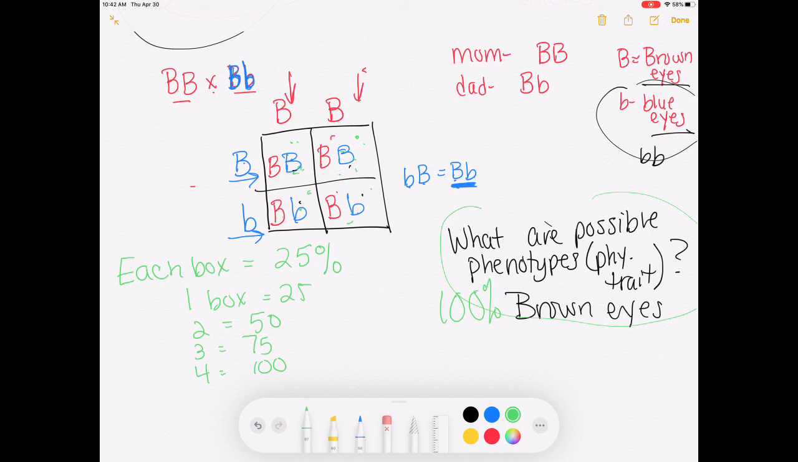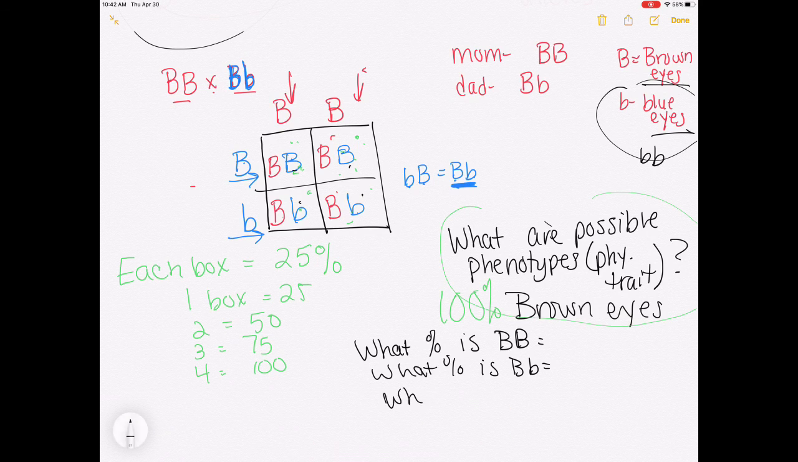What if I said, what percent is big B, big B? What percent is big B, little b? And then lastly, what percent is little b, little b? Now you'd have to go through the Punnett square and figure it out.